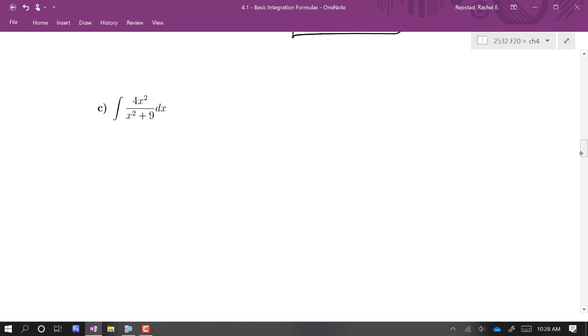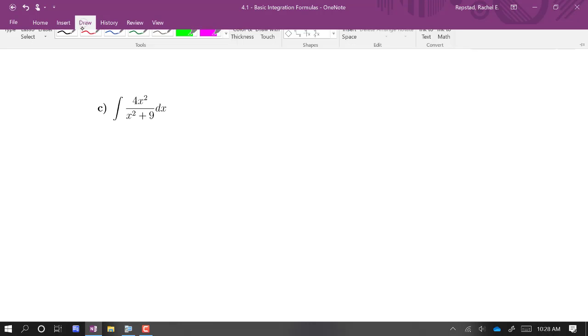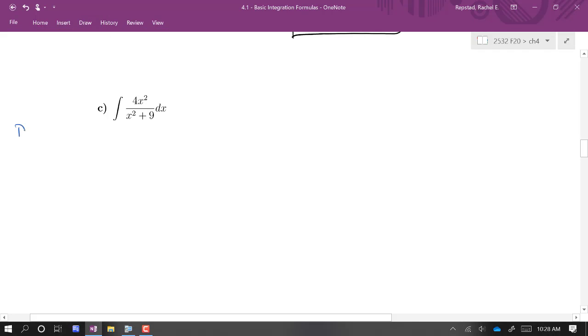Whenever you're working with a fraction of polynomials, if the degree of the polynomial on top is greater than or equal to the degree on the bottom, you start by doing the division. So let's do the division. I'm going to take 4x squared and divide it by x squared plus 9.